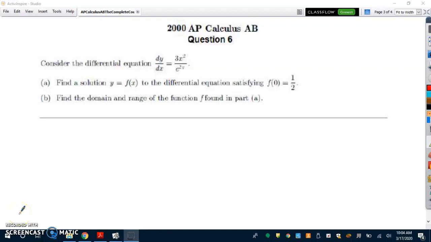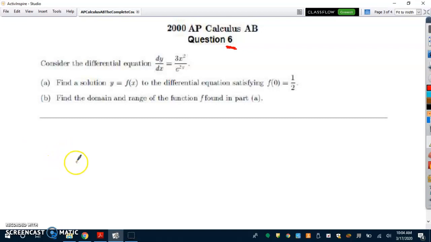Alright, stat students, I wanted to go over a couple of these questions I handed out to you on Monday. Here it's from the 2000 AP Calculus AB exam, question number 6. It says, consider the differential equation dy/dx equals 3x squared over e to the 2y. Letter A says, find a solution y equals f of x to the differential equation satisfying f of 0 equals 1/2.